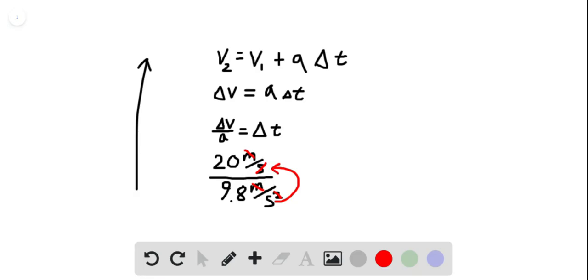So now, essentially, we're going to kind of cheat a little bit here and pretend that this 9.8 is 10. And then we have 20 divided by 10, and that's 2. So we're going to say this is roughly equal to 2. And the units on that is seconds.